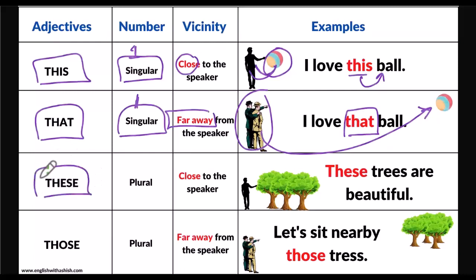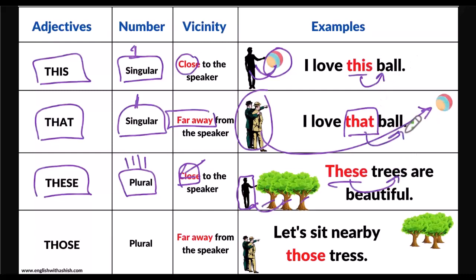The third type of a demonstrative adjective is these. It refers to a plural noun, more than one in number, which is close to the speaker. For example, these trees are beautiful. The speaker is standing right next to the trees he or she is referring to. These are plural, one, two, three, and these trees are close to the speaker. These trees are beautiful. These trees, this ball, that ball.